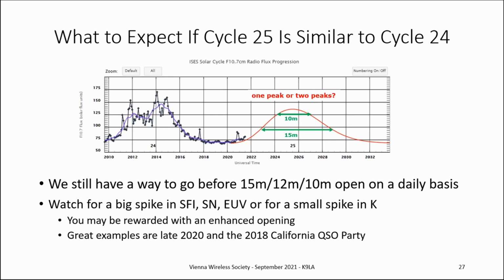A great example of a big spike in solar flux and sunspot number is late 2020. And a good example of a small spike in the K index helping is the 2018 California QSO party. Let's look at both of those.